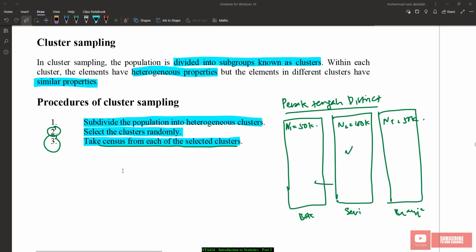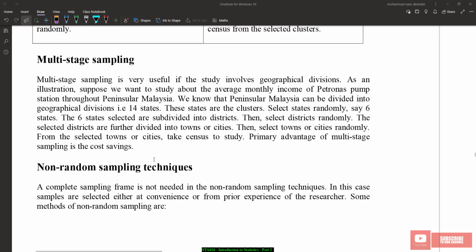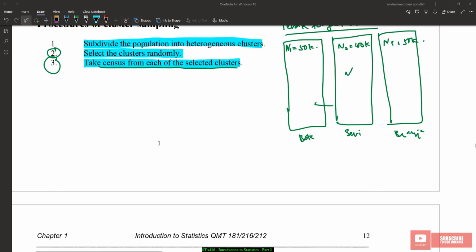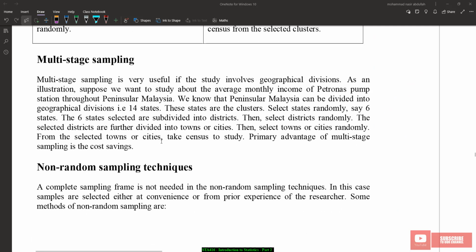That's the meaning of a census lah. So this is the process of cluster sampling techniques, right? Now let's look at the multi-stage sampling techniques. Sebab dia cluster, kita akan tengok multi-stage. Benda yang sama juga. Multi-stage is very useful if the study involves geographical divisions.